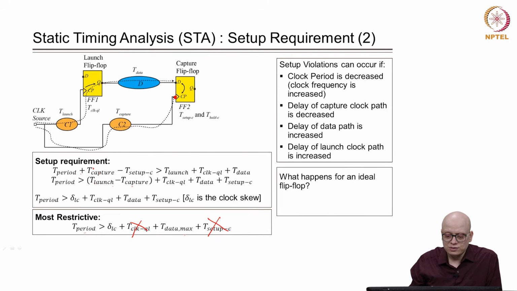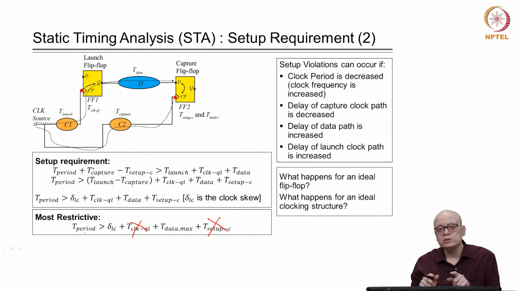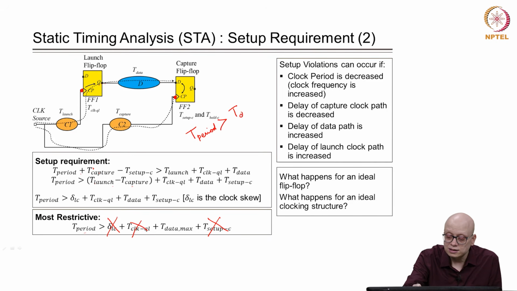What will happen if we have an ideal clocking structure, meaning that the clock reaches this point and this point at the same time, that means the clock skew is 0, we say that this is an ideal clock. If the clock skew was 0, then this term will also vanish. So, what is the final constraint for the ideal case? T period is greater than T data max, right.